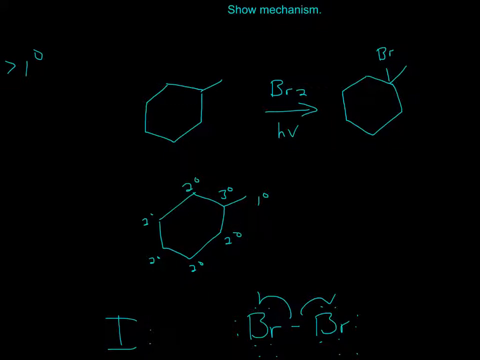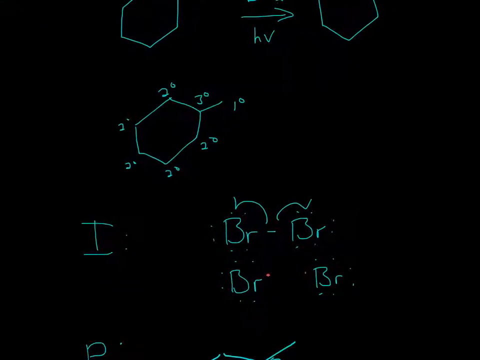So bromination has 3 steps. It has initiation, it has propagation, and then termination. Okay? So for initiation, what happens is bromine usually pairs up with another bromine to share one of each of its electrons to form a bond, right?